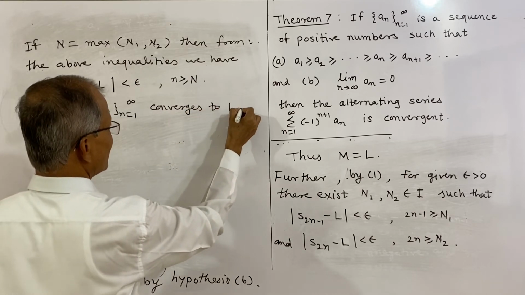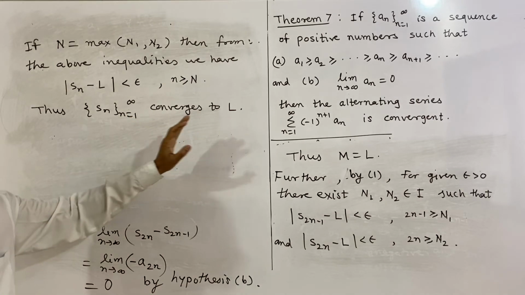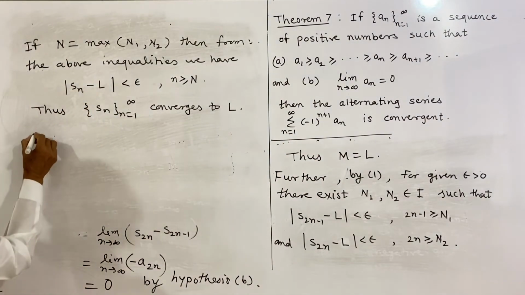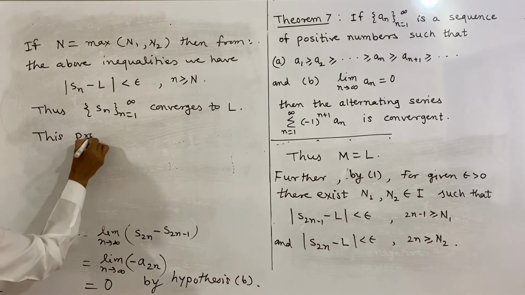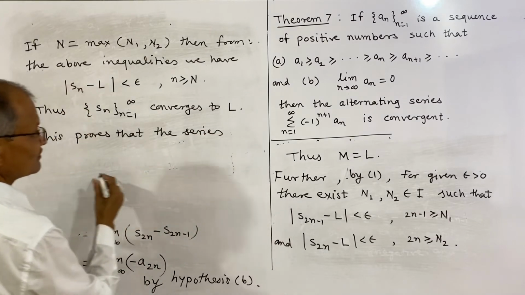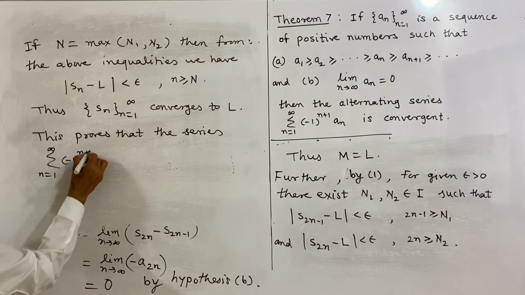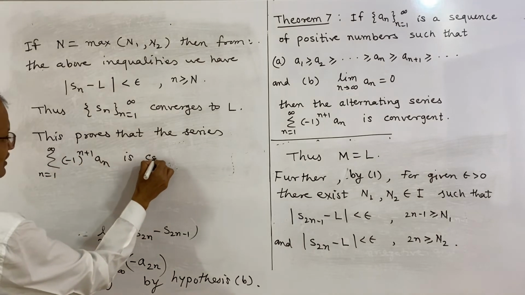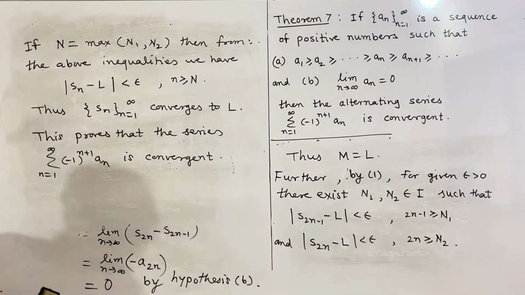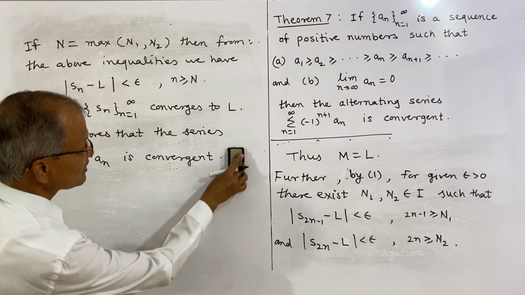to L, and thus we have shown the sequence of partial sums converges to the limit L, and this shows that the alternating series is convergent. So this proves that the series summation n from 1 to infinity of minus 1 to the power n plus 1 into an is convergent and converges to L. So thus we have proved the theorem on alternating series, which is important.